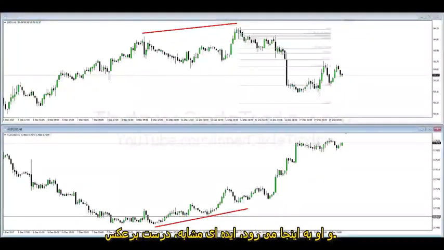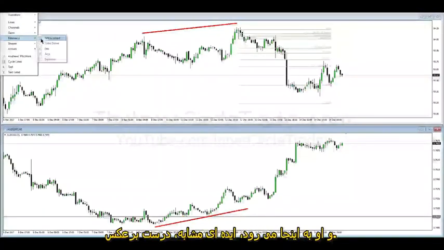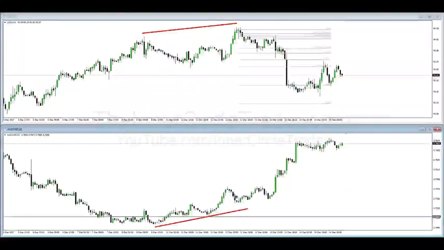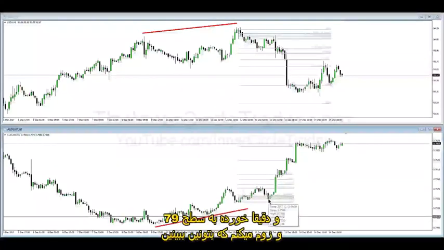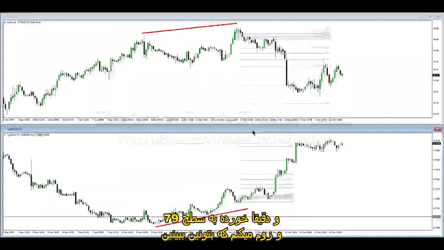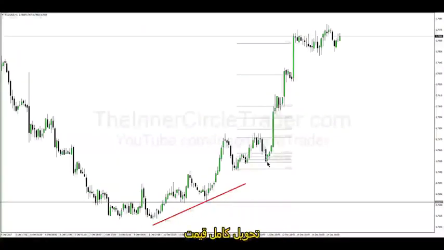Here, similar idea, just in reverse. We have the lowest body here. Drag it up to the highest body. Perfect, 79%. And I'll zoom in on that, you guys can see it. Perfect delivery.